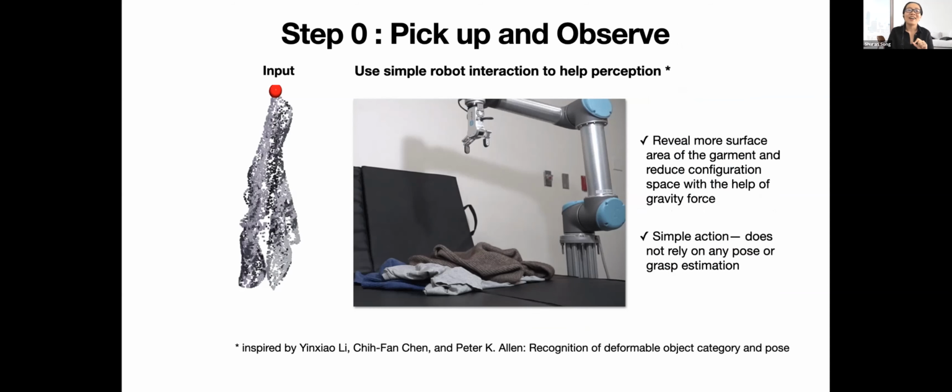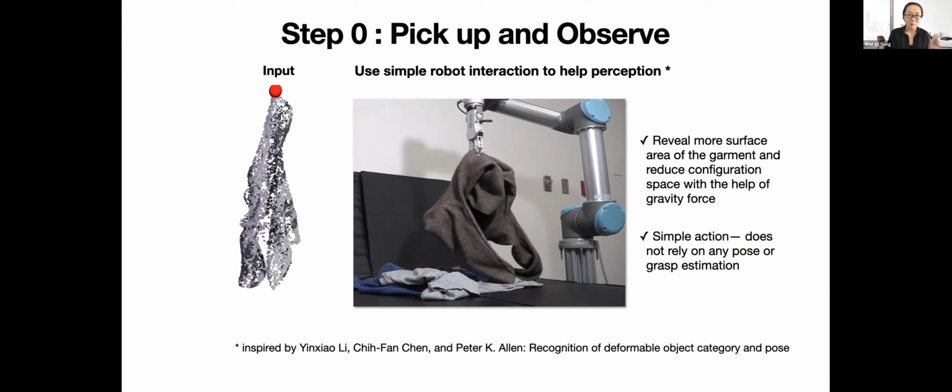So what we do is ask the robot to randomly pick up the garment from any location it can. And by using this very, very simple pickup action, the system is able to reveal a lot more surface area on the garment by leveraging the gravity force. And at the same time, the pickup action itself is very simple and does not rely on any prior knowledge of the cloth or its pose.